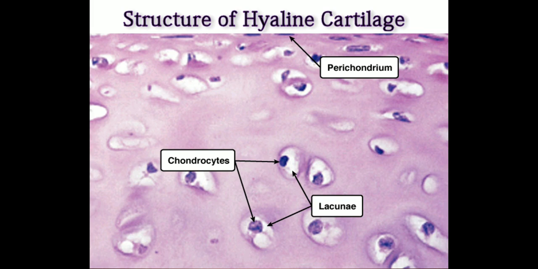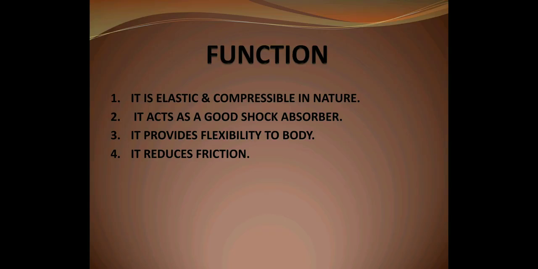Hyaline means glass like. So, here you will find the matrix is bluish white and gel like. Perichondrium is present. Collagen fibers are very fine and chondrocytes are also present. Now, functions of hyaline cartilage. It is elastic and compressible in nature. It acts as a good shock absorber. It provides flexibility to body and it reduces friction.